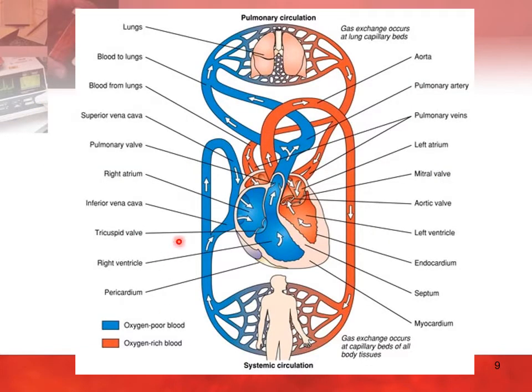So here you can see the flow of blood through the heart, how it comes in. So again, it just is going to follow that pathway. This is out to the lungs and back in, like we talked about earlier.